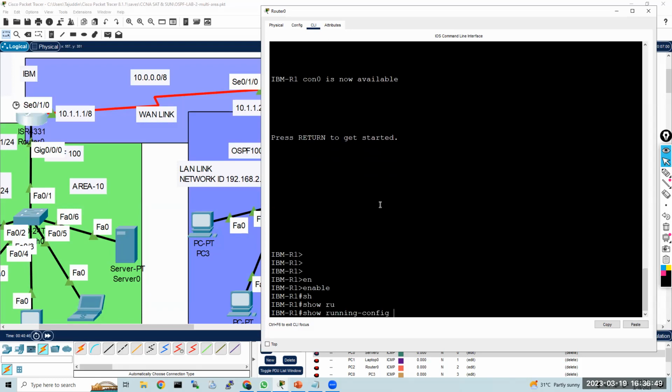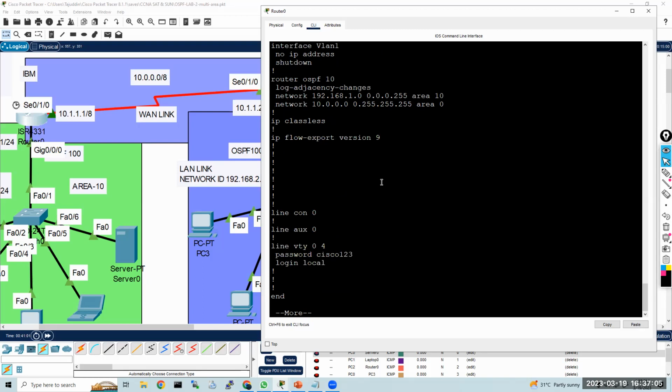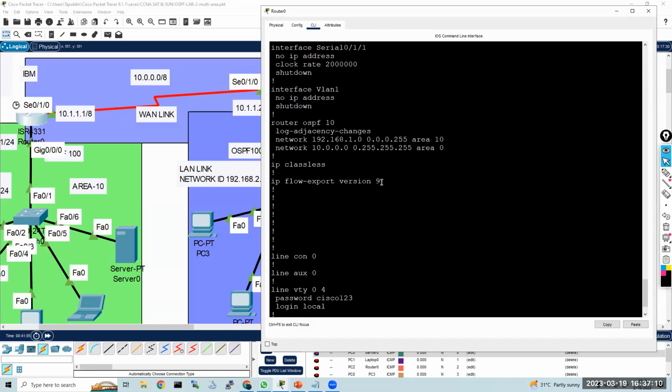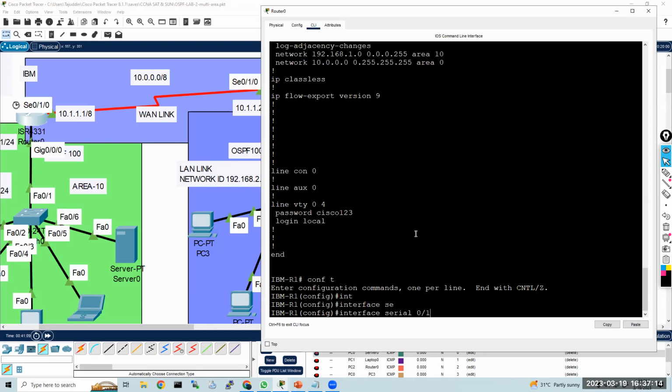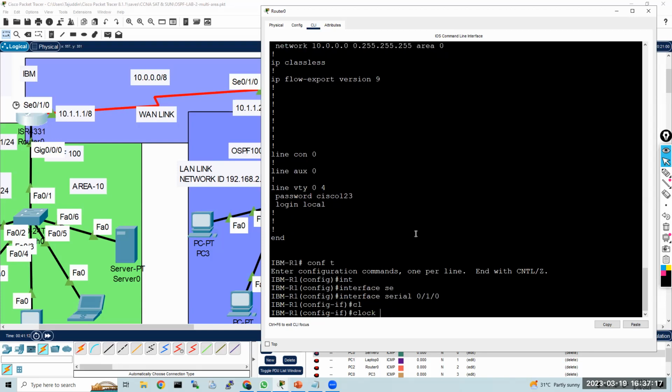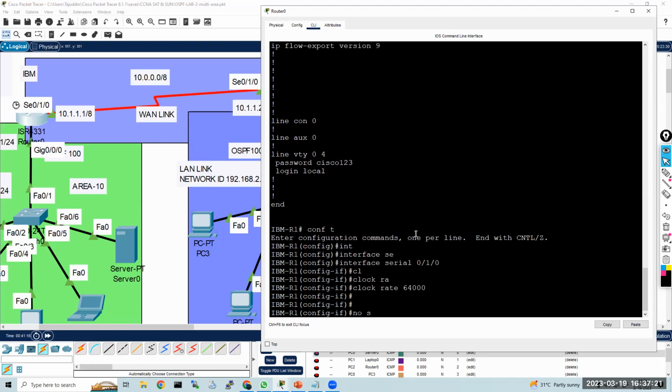Sir, from this side, we didn't set the clock rate. From router 1 side, we configured 72,000. Let's change this. If you want, I will change that. No problem. For your satisfaction, I will configure it. Say interface serial, no problem. Okay, clock rate, I'll give 64,000. Okay, I'll say no shutdown.